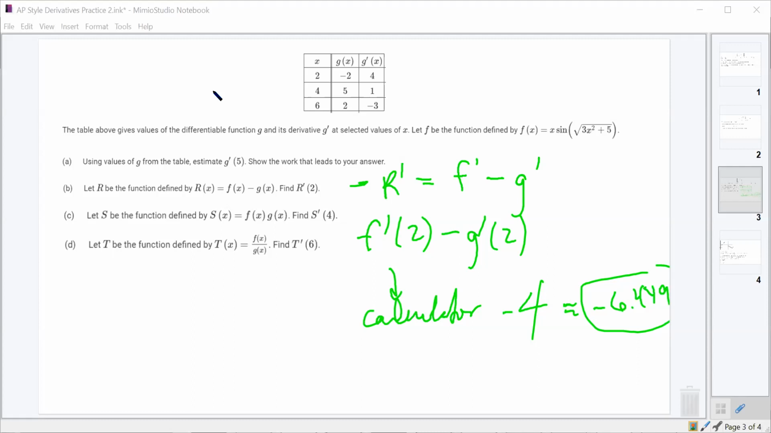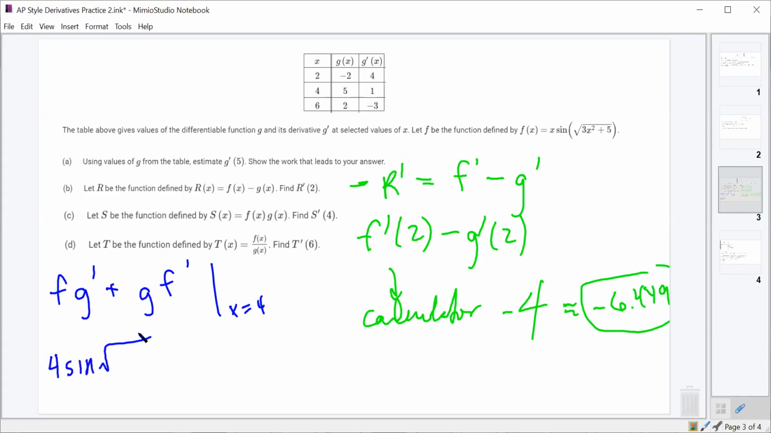Okay, sorry about that. All right, so for part C, we are looking at another new function, capital S, which is now f times g. And so for f times g, we'll have to use the product rule, which will be f g prime plus g f prime. And we'll have to use the calculator to evaluate all of this at x equals 4. So f of 4 will be from our calculator, 4 sine of root 53, times g prime of 4, which is 1, plus g of 4, which is 5, times f prime of 4.